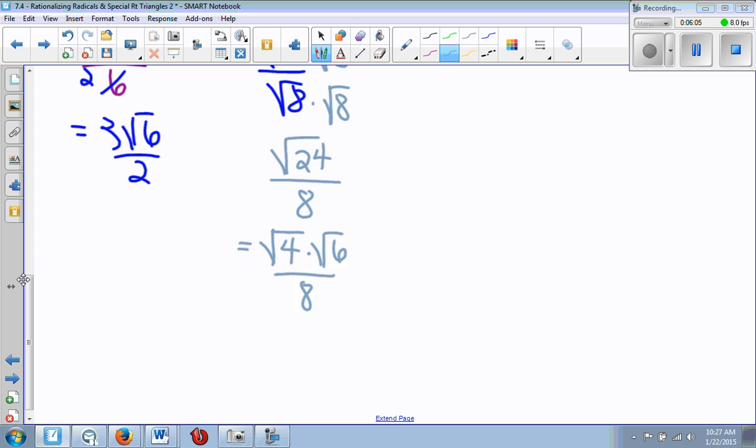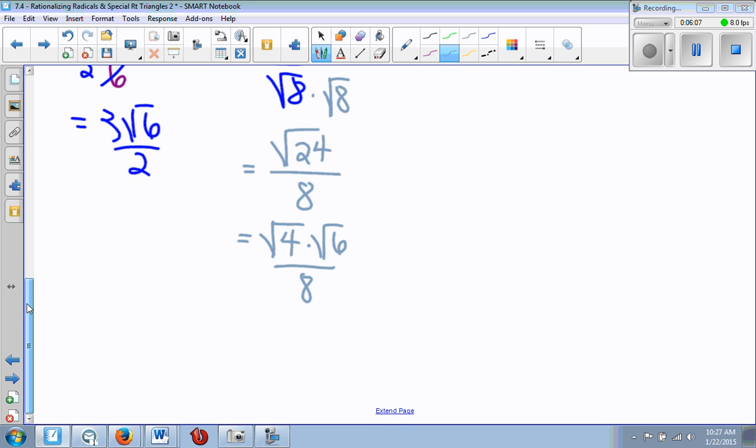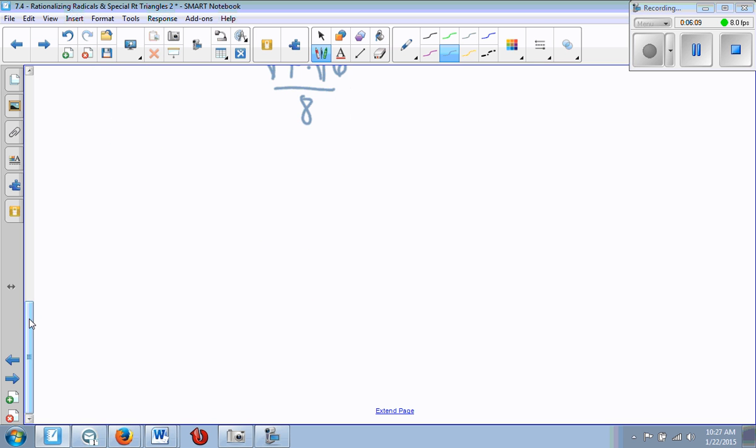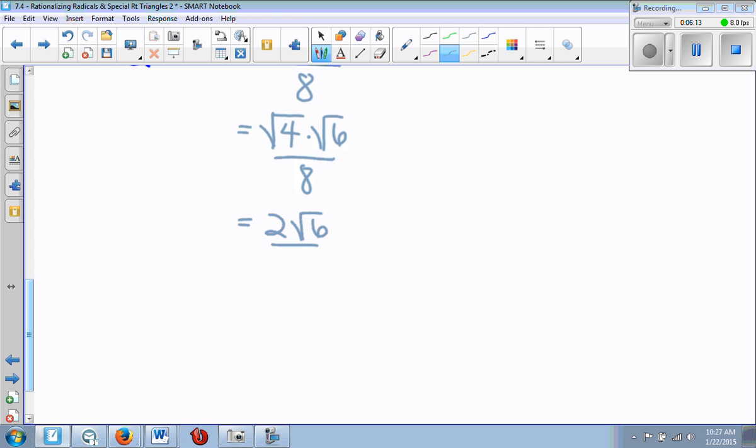The reason I would want to do that is because the square root of 4 can be simplified into 2. So we get 2 root 6 over 8. And then we can reduce the 2 and the 8. The 2 becomes a 1, the 8 becomes a 4. So my final simplified answer is square root of 6 all over 4.